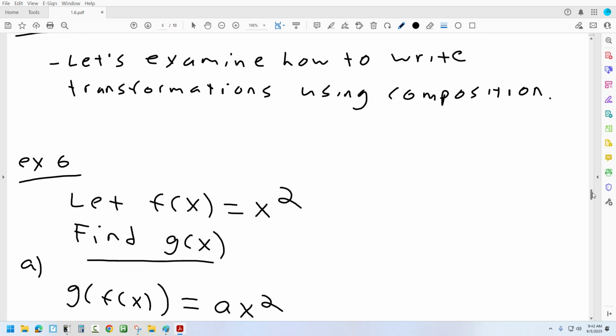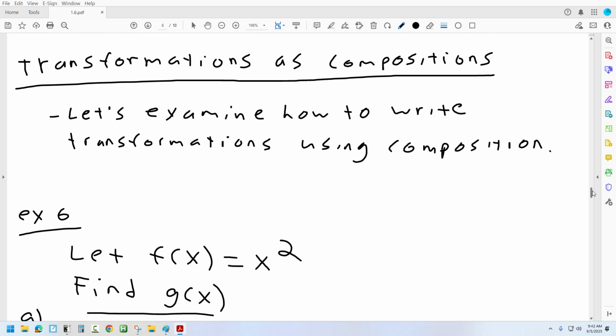So now, let's try this. I want to finish up by tying what we learned yesterday, which was transformations, into what we just learned today, which is composition.